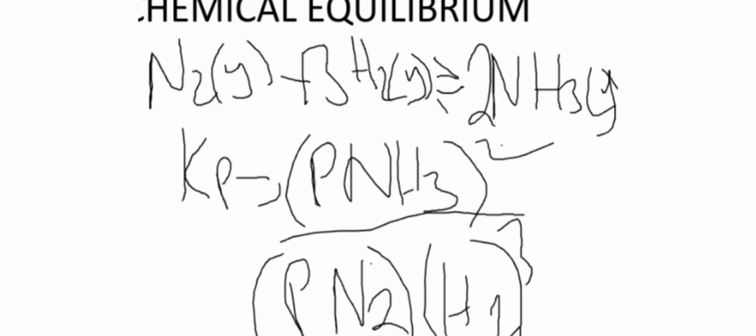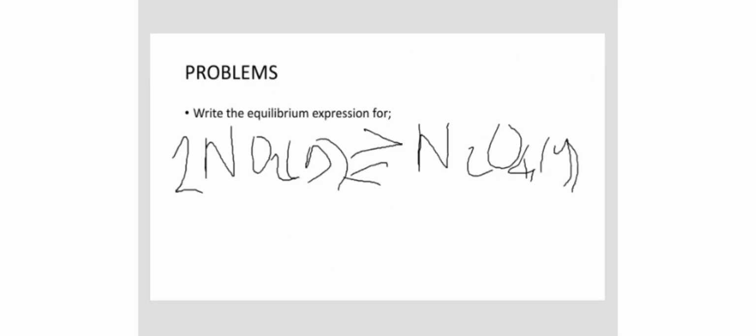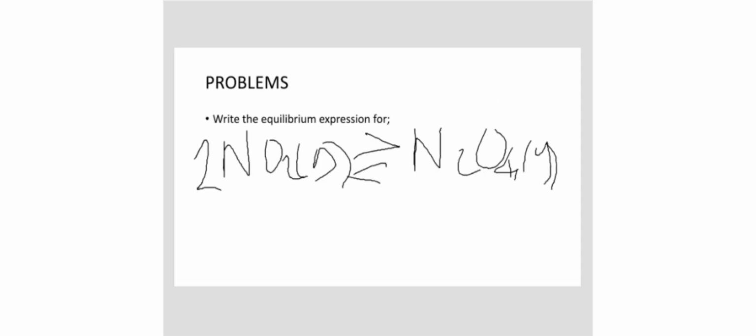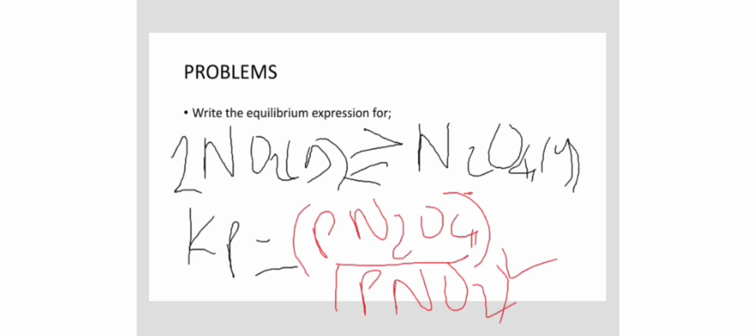Let's try to do an example. Given the 2NO2 gas, which is in equilibrium with N2O4 gas, how can we write the equilibrium expression now in terms of Kp? So this is going to be Kp is equal to P N2O4 over P NO2 squared. This is squared. Yeah, that's our Kp.